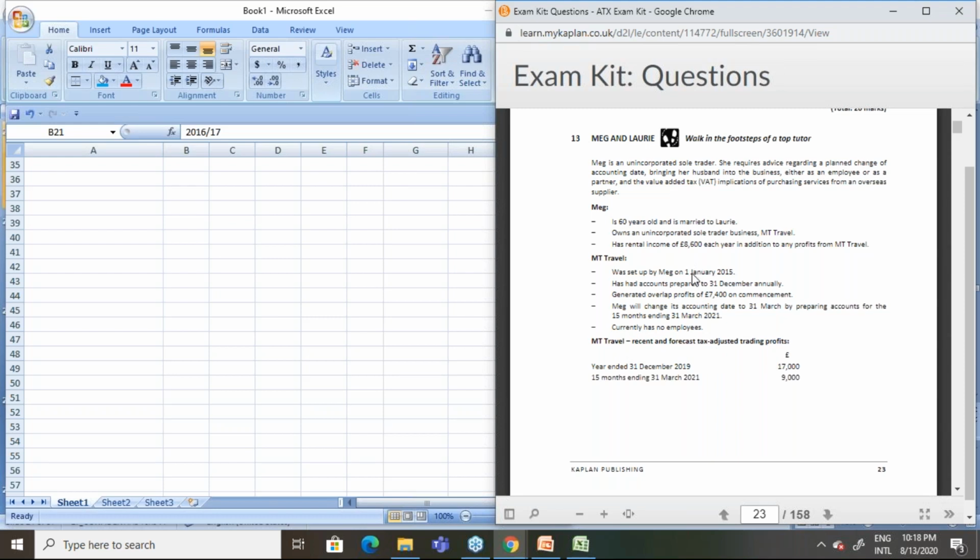So they started the business sometime back on the 1st of January 2015, preparing accounts to 31st December annually. Now you have decided to change the accounting date. So if there's a change in accounting date, then this will also result in either more overlap profits or relief of some of the overlap profits that you had already. Okay.